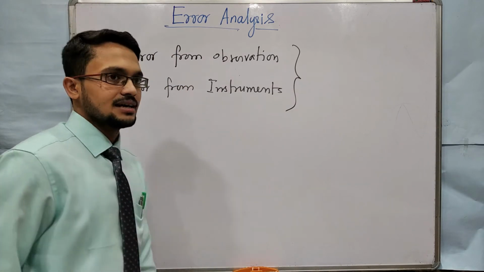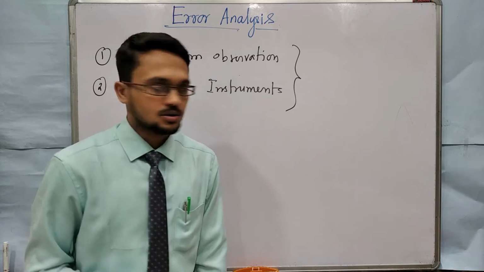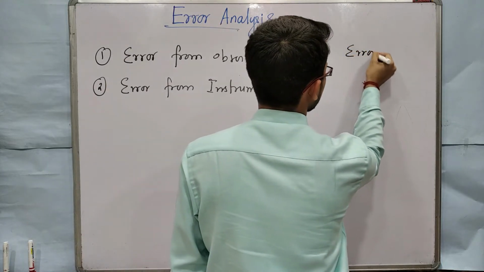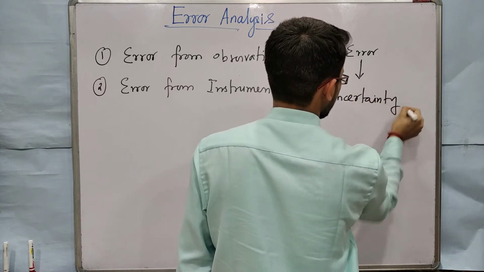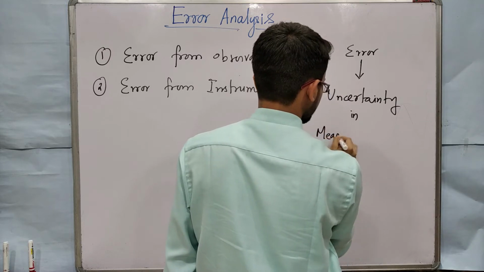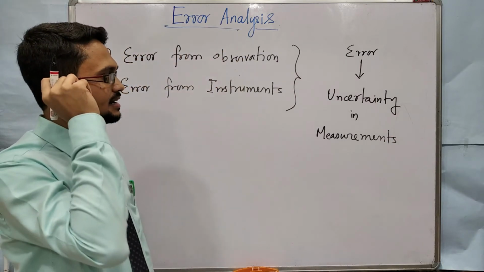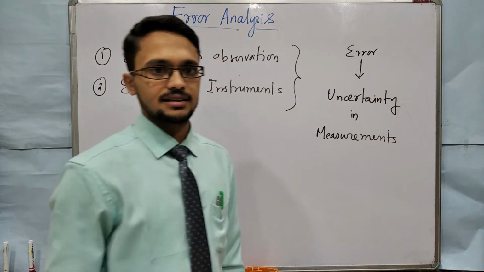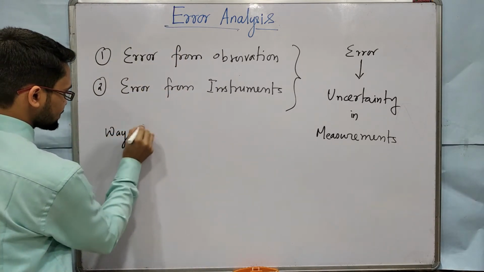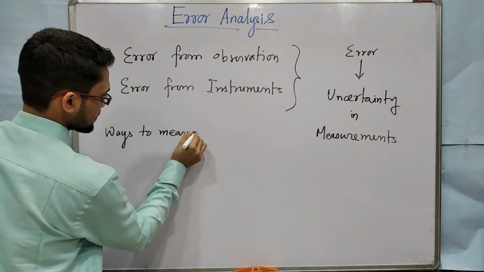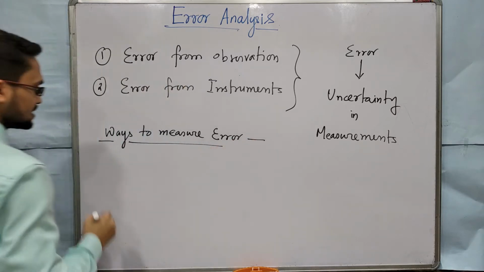So error can be defined as the uncertainty of measurement. Error means uncertainty in measurements. And error can be measured in different ways. There are three ways to measure error. One by one we will do this, and we will see how to measure this kind of error.